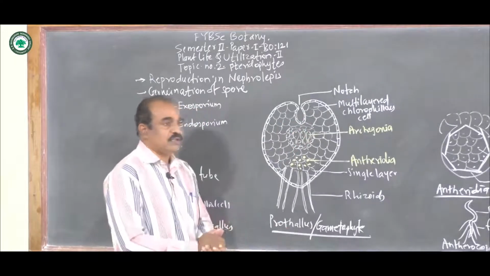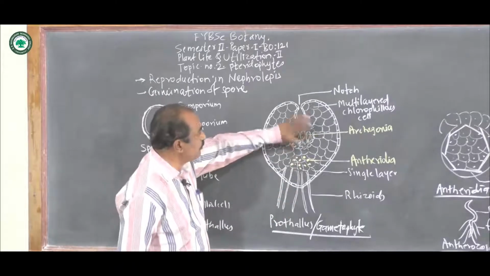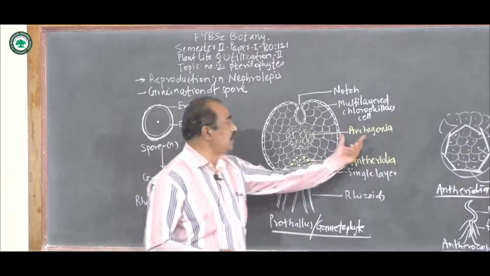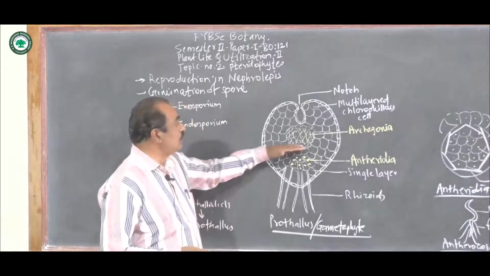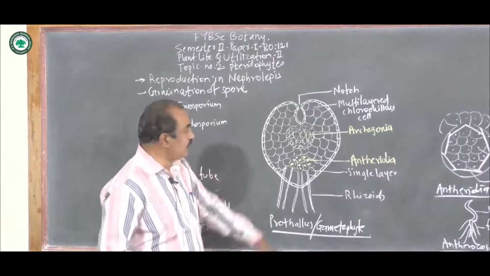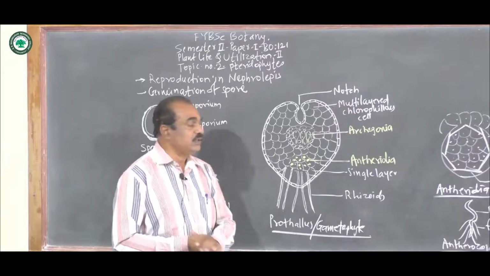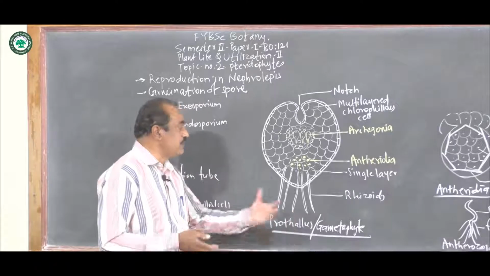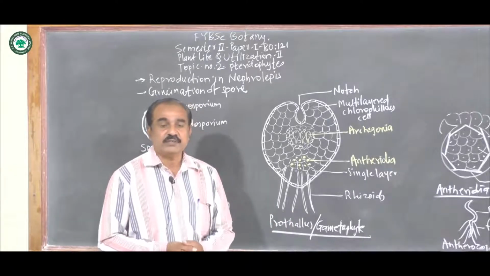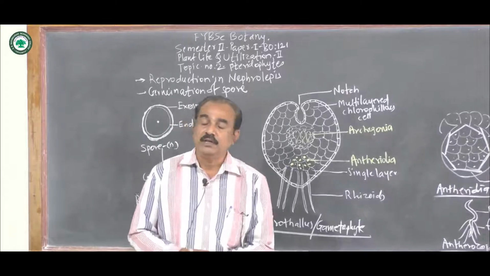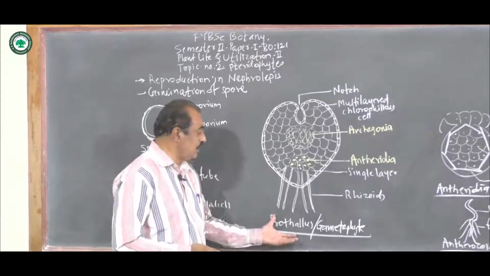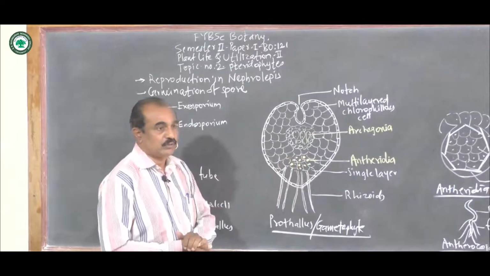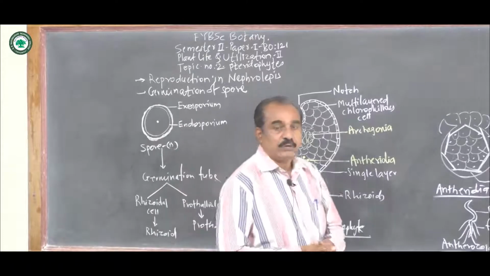Now just below the notch there is the cushion. In the cushion part the female reproductive structures develop, and they are called the archegonia. Toward the lower side there are the male reproductive structures, and they are called the antheridia. So antheridia are the male reproductive structures, and toward the posterior side there are the rhizoids, and these rhizoids are important for absorption of water and minerals, and also for anchorage. So this is all about the prothallus or the gametophyte, which is the 2nd generation in the life cycle of Nephrolepis.